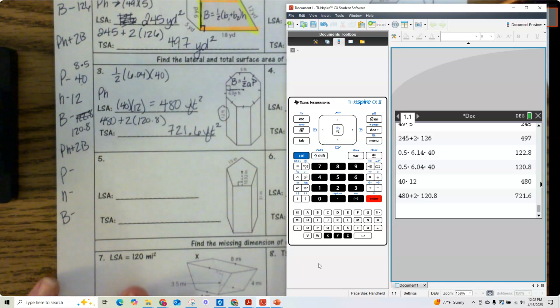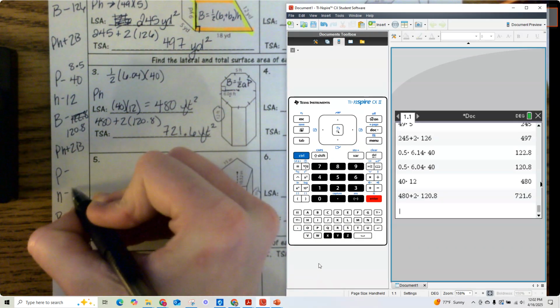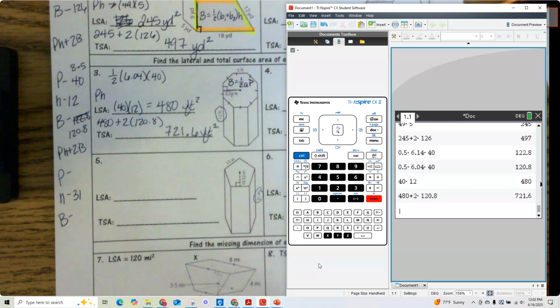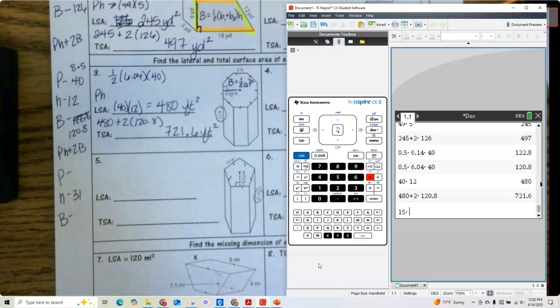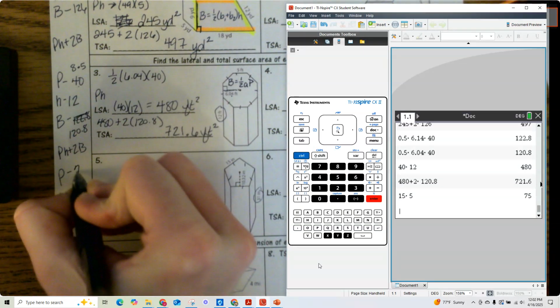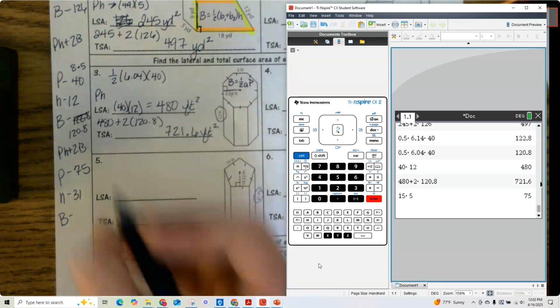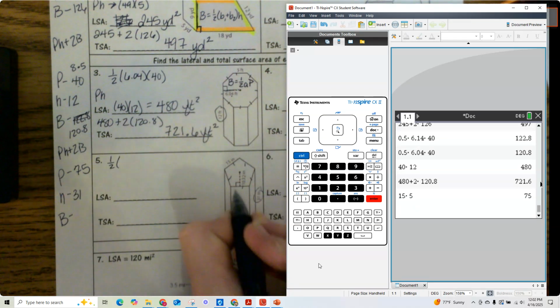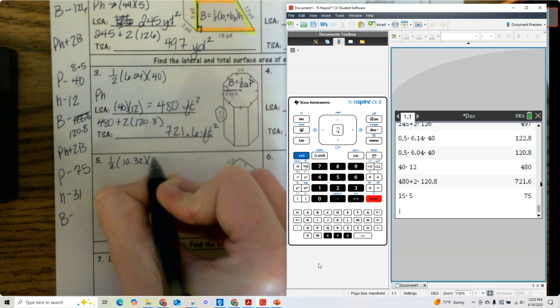All right, what's the height on number 5? 31. The 31. Okay. If you use it for height, it does not get used anywhere else. That rule still applies. So perimeter, one side is 15. We've got 5 sides. 15 times 5, 75. And then big B, 1/2, little a, 10.32 times the perimeter.